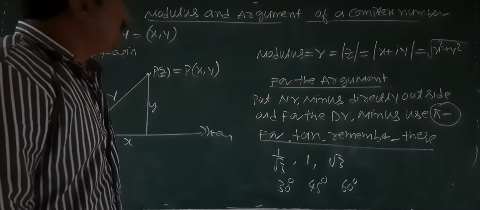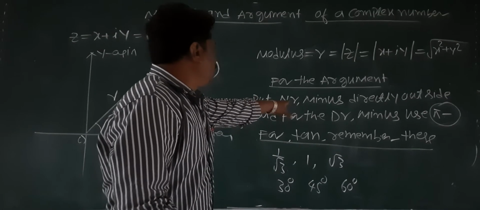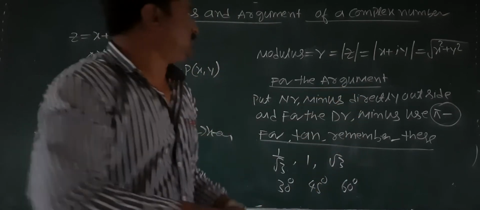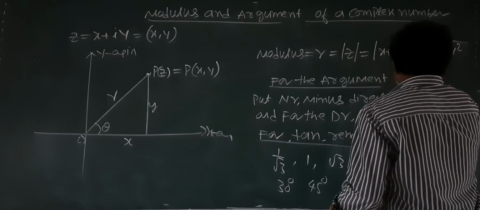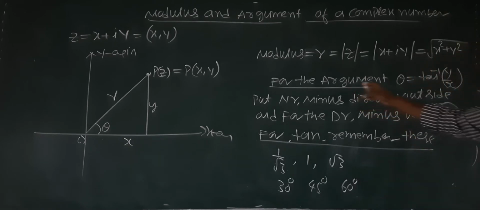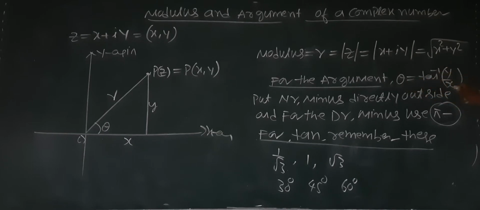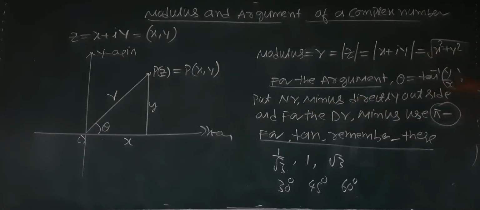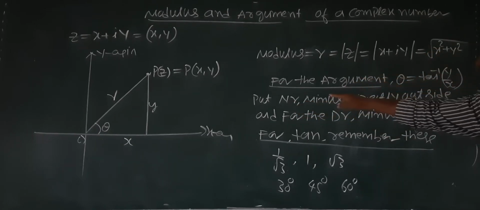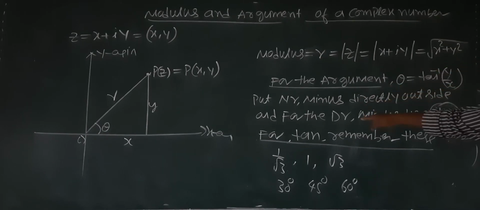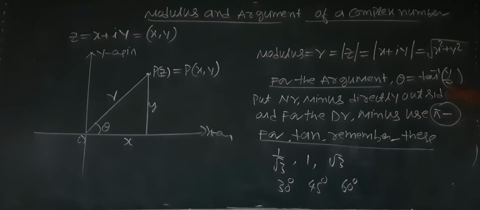For the argument, put the numerator minus directly outside. If there is a minus, theta is equal to, you use this formula. For the argument, you always use theta equals tan inverse y by x. If minus is seen in the numerator, you put it directly outside. If minus is seen in the denominator, you use pi minus.